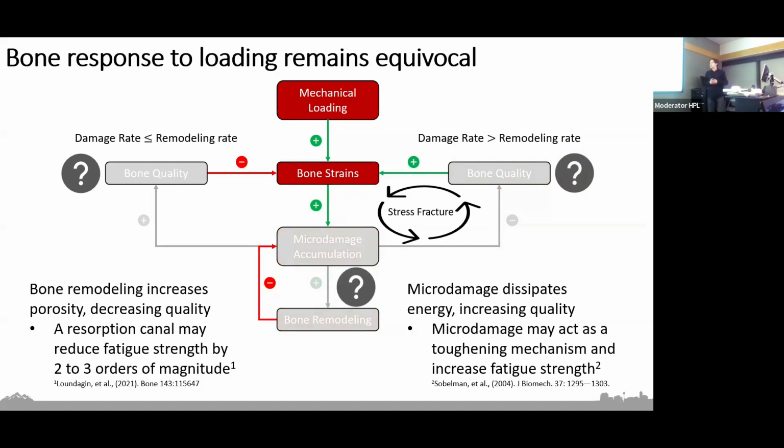And before we go on, I'd just like to draw your attention here to these bone strains in the middle. So this whole framework is built off of bone strains that are right at the center of this framework. And I'd just like you to keep that in mind because we'll return to this later on in the presentation.